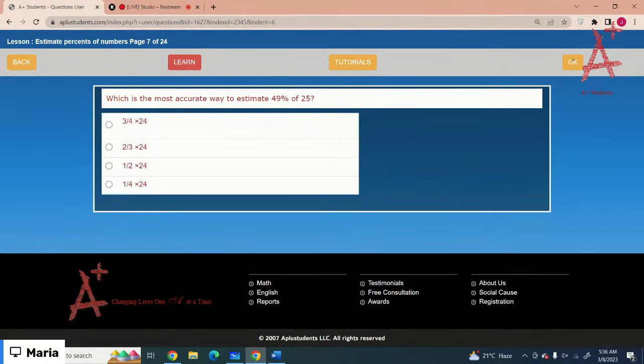49% of 25. 49 is almost 50, and 50% means 1 over 2. Got it? And you cannot divide 25 by 2, so it would be estimated to 24. So it would be one half of 24. Got it?